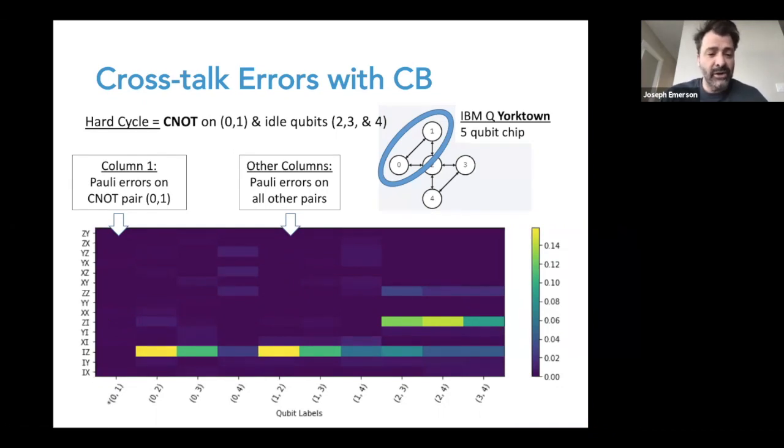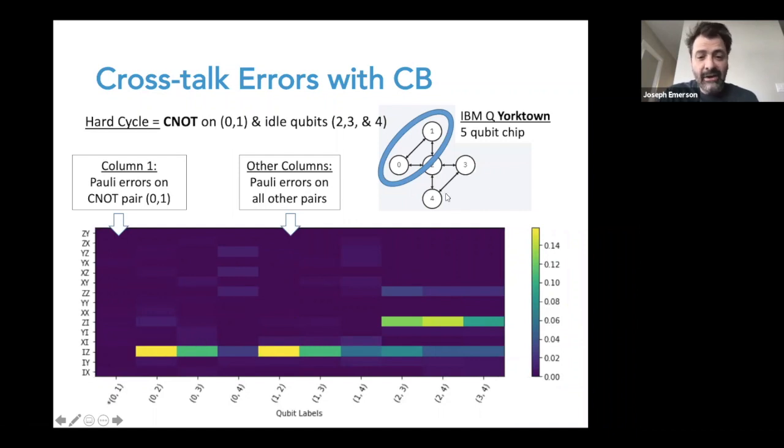So where are errors occurring? And this color scale is telling you the strength of the error. Yellow and green are very strong errors, at the 10% level, and dark blue are the low errors, at the 1% level. So what you see is that the first column is very dark blue. And what that's telling you is that IBM did a great job of tuning up its CNOT gate. They did that by only looking at the qubits in the CNOT gate, and they get the errors they report on their website, for whatever it is, 10 to the minus 2 error rates under randomized benchmarking, where they're just looking here. But what's happening across the rest of the chip is it's lit up like a Christmas tree.